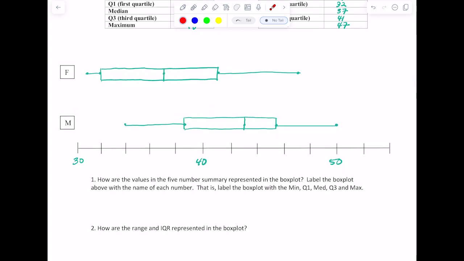Okay, so we're asked to label the box plot above with the name of each number. Okay, so I'll just label the females here. We have min, we have the Q1, we have our median, also known as Q2, we have Q3, the third quartile, and then the max. And keep in mind, each of these pieces is 25%. So when you create a box plot, it divides the data into quartiles, or 25% each.